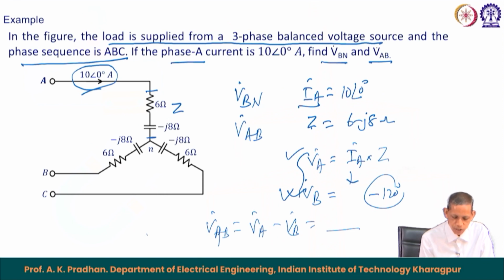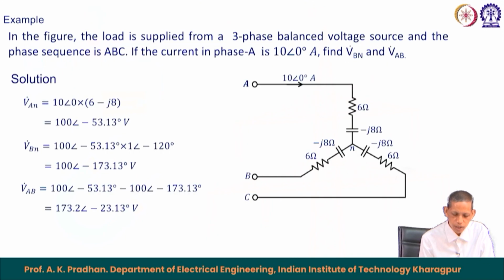Otherwise, because the phase sequence is A B C, we can say that V A B will be leading this V A by 30 degrees and with a magnitude root 3 times that of V A. So, that is the corresponding relation for the star connected system.